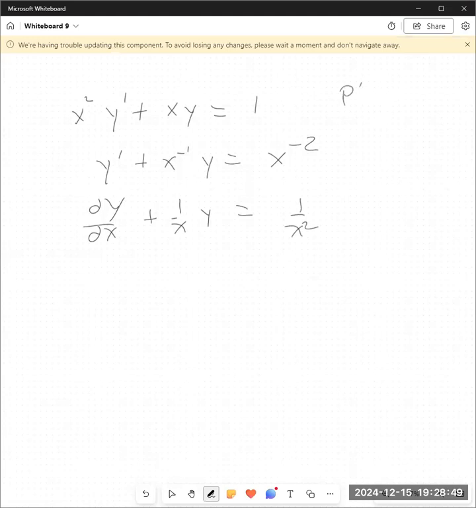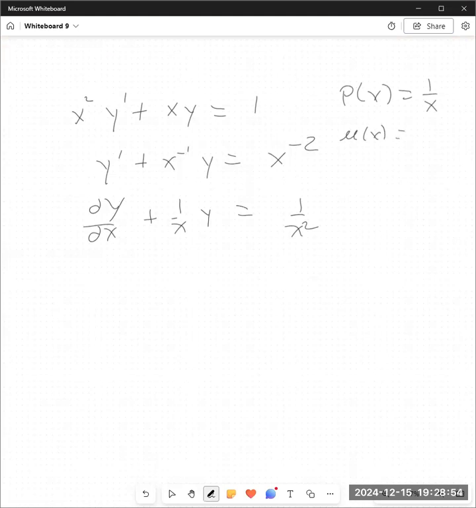X squared y prime plus xy equals 1. So I'm going to change that into y prime plus x to the negative first y is equal to x to the negative second. dy/dx plus 1 over x times y is equal to 1 over x squared. My p of x is equal to 1 over x. My mu of x is equal to e to the integral of 1 over x dx, which is e to the ln of x, which is x.